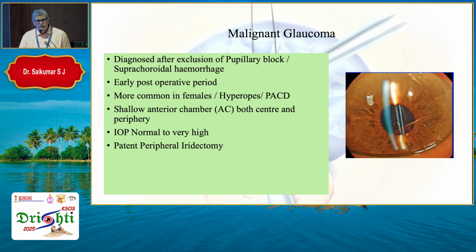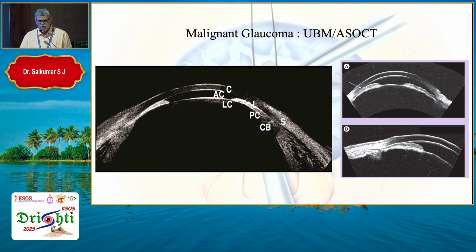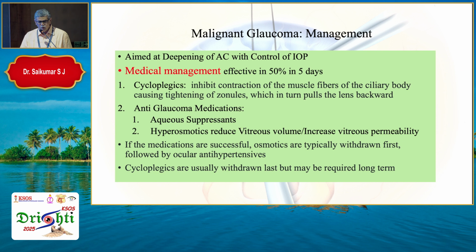The third one is malignant glaucoma. This is a third diagnosis once you have excluded pupillary block and suprachoroidal hemorrhage. It occurs early in the postoperative period. There is shallow anterior chamber both in the center and the periphery, very high IOP, with a patent peripheral iridotomy. We know how it occurs. There is anterior movement of the ciliary processes and posterior misdirection of the aqueous. The aqueous collects in the retrolenticular space, or behind the IOL if it is a pseudophakic eye, and pushes the entire apparatus forward. These are the UBM and OCT pictures of malignant glaucoma.